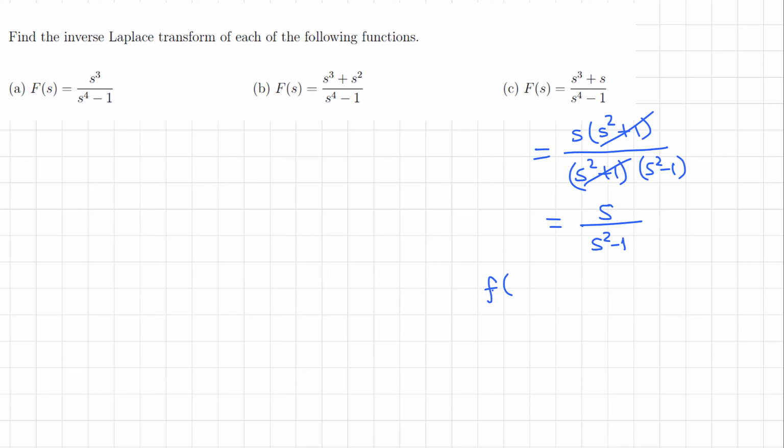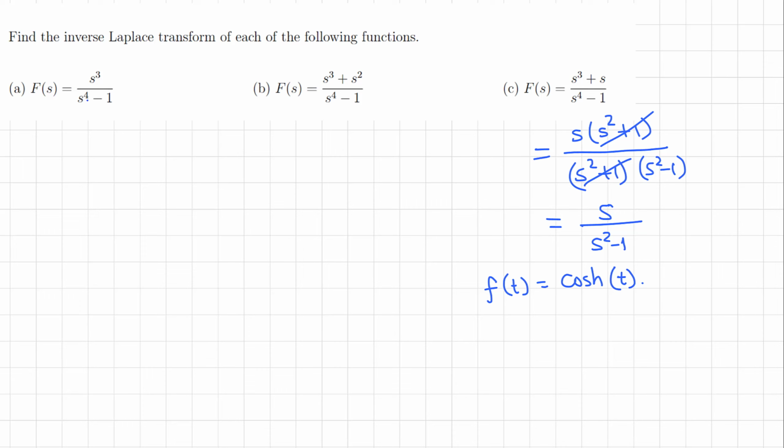Now we take the inverse Laplace transform and we get the function back, lowercase f in terms of t. Use the table, and this one is coming from cosine hyperbolic, and the 1 is just 1, so 1 times cosh t. Okay, that's it.